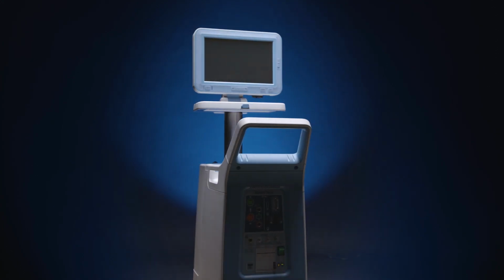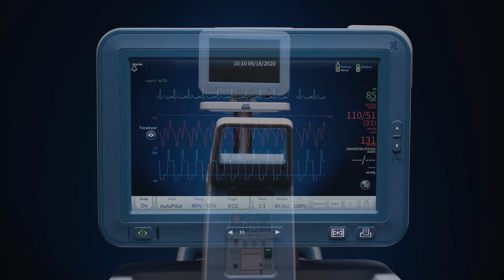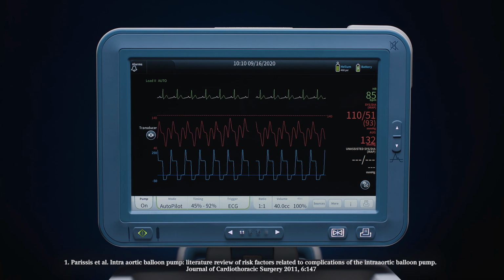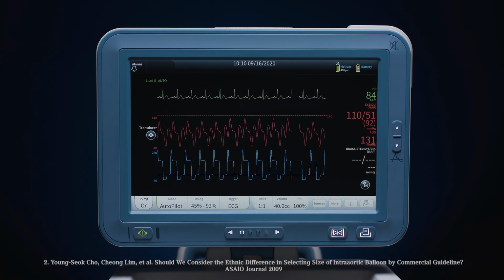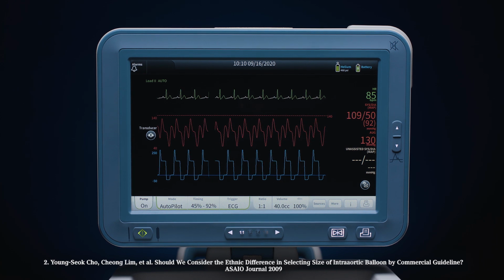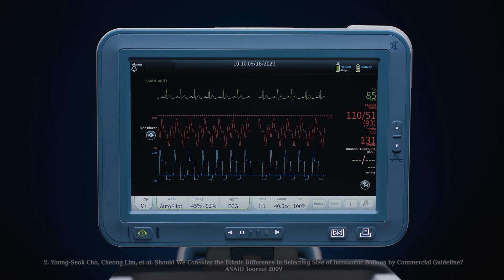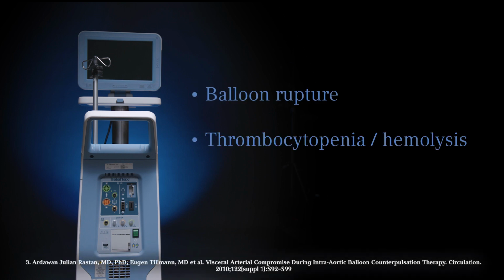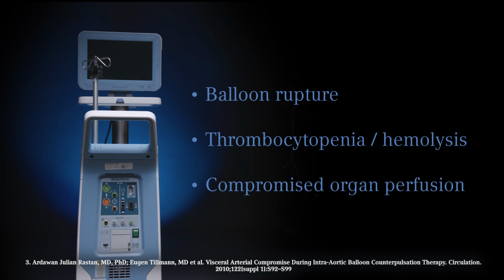Patient height and BMI have long been the measuring tools for intra-aortic balloon catheter sizing selection. However, recent studies have shown poor correlation for aortic length to height. While a larger balloon size may increase augmentation, it does not come without potential risks. These risks include, among others, balloon rupture, thrombocytopenia, hemolysis, compromised organ perfusion.